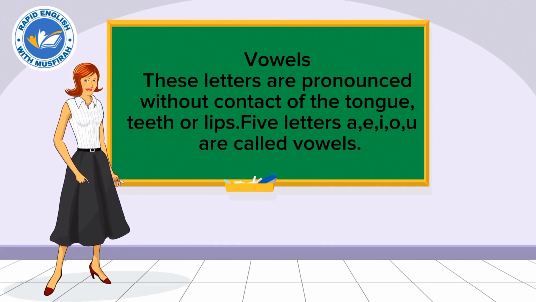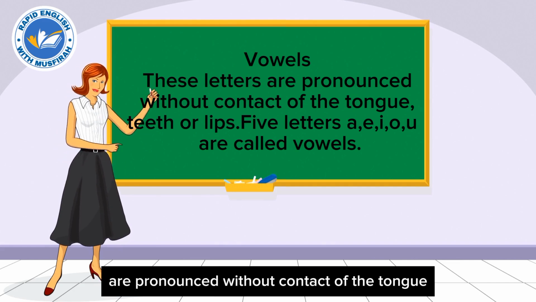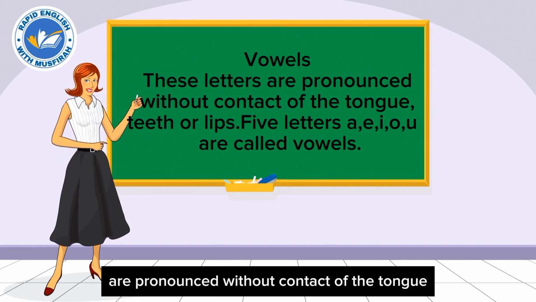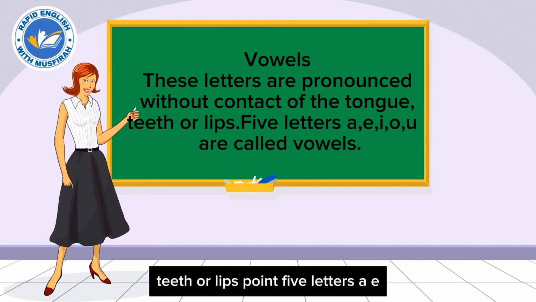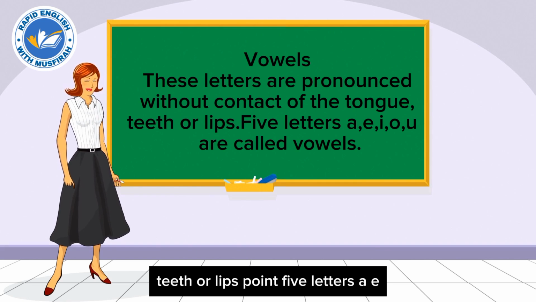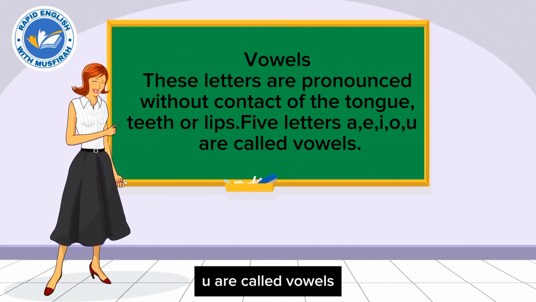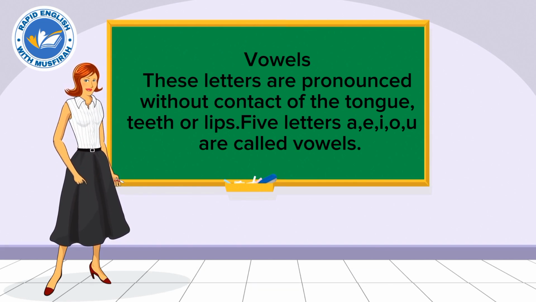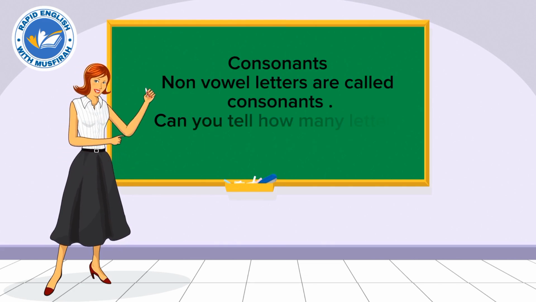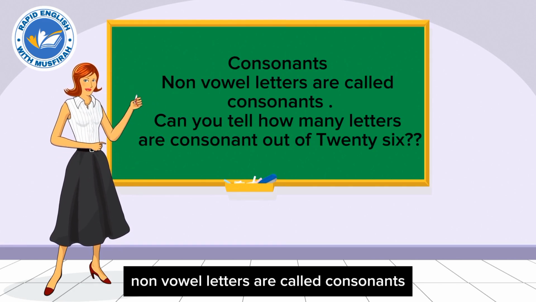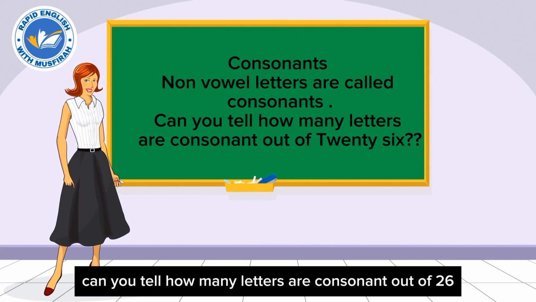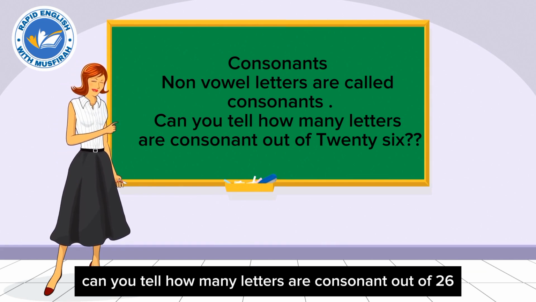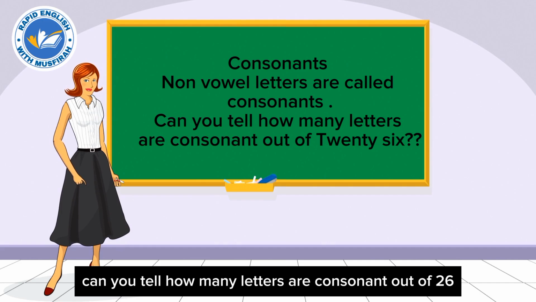Vowels: these letters are pronounced without contact of the tongue, teeth, or lips. The 5 letters A, E, I, O, U are called vowels. Consonants: non-vowel letters are called consonants. Can you tell how many letters are consonants out of 26?